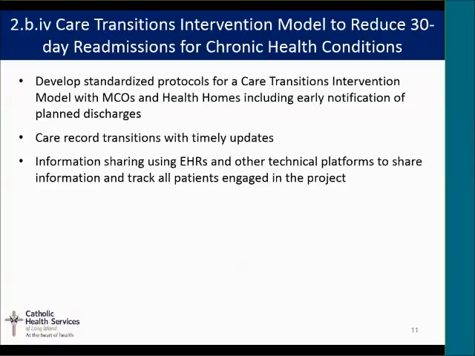Okay, 2B4, care transitions intervention model to reduce 30-day readmissions for chronic health conditions. So essentially, this is directed at Medicaid patients that are in the hospital with a focus on those with high risk for preventable readmission conditions, chronic health conditions. What we want to see happen is they have discharge planning early. It's comprehensive. We educate the patients on what is going to happen next. And then once they leave the hospital, there is a proactive time period of about 30 days where we make sure that they get to the next care setting that they need to be.